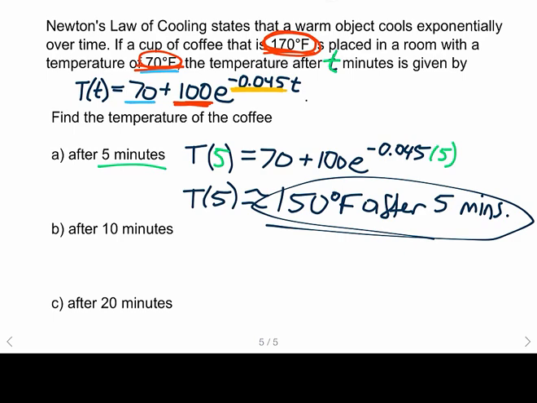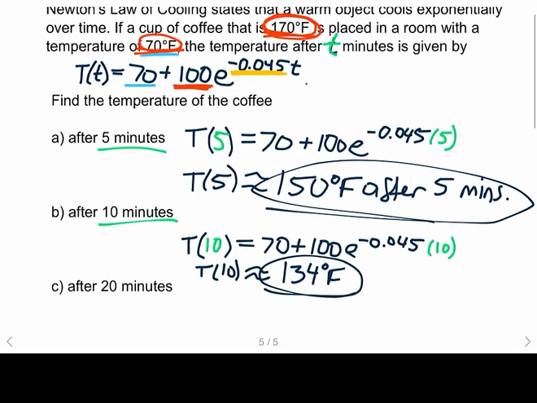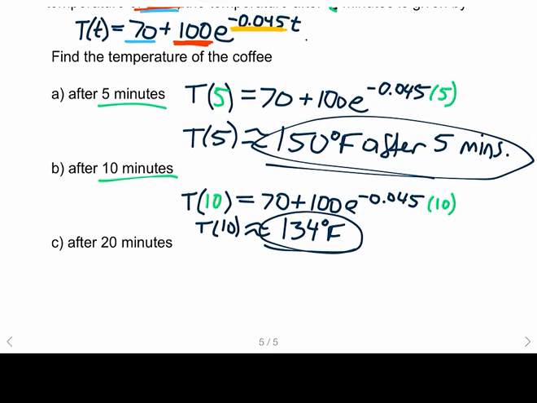We are now to find in part B the temperature after 10 minutes. Go ahead and crank that out. Pause it, do it, and putting 10 in place of lowercase t, I get that T of 10 is approximately 134 degrees Fahrenheit. And now you're going to ask me, how many decimal places do you want? I'll tell you on a test. For now, just be able to crank the numbers out.